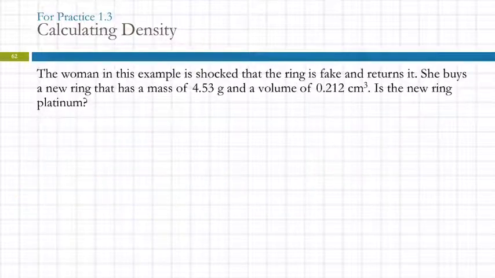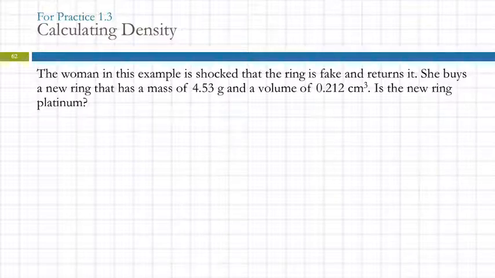So would it be partially platinum and something else? It could be partially platinum. If you look up densities, you'll see that density is very close to the density of mercury. But the ring couldn't be mercury because mercury is a liquid at room temperature. But it could be platinum with something that's very light, like aluminum or something. It's probably an alloy.